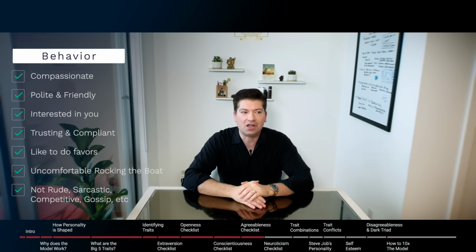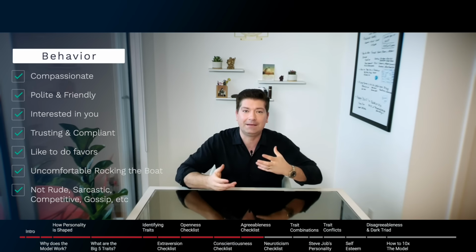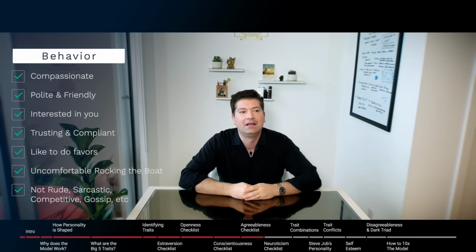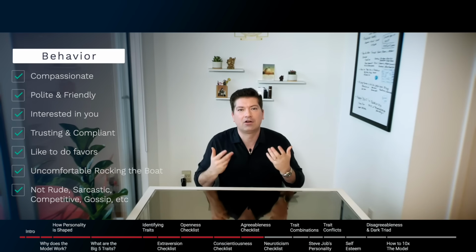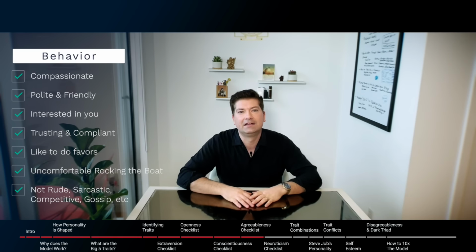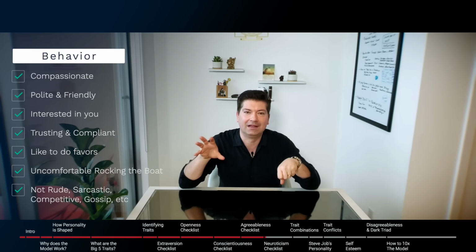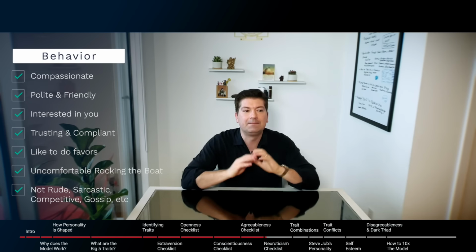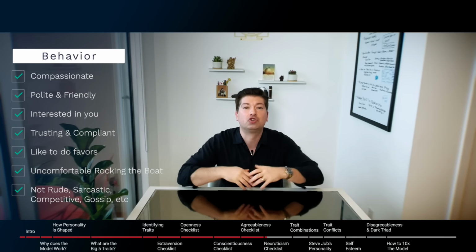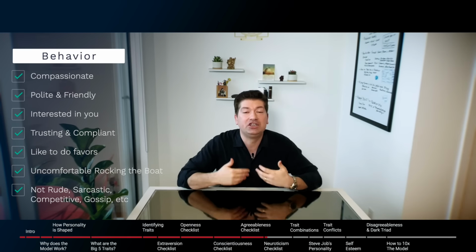Next up, we'll go over agreeableness. Now, agreeableness, this is one of the more interesting types, and that's because they genuinely care about other people, and they're both compassionate and they're also polite, right? So on the compassionate side, they're going to generally show a genuine interest in you.